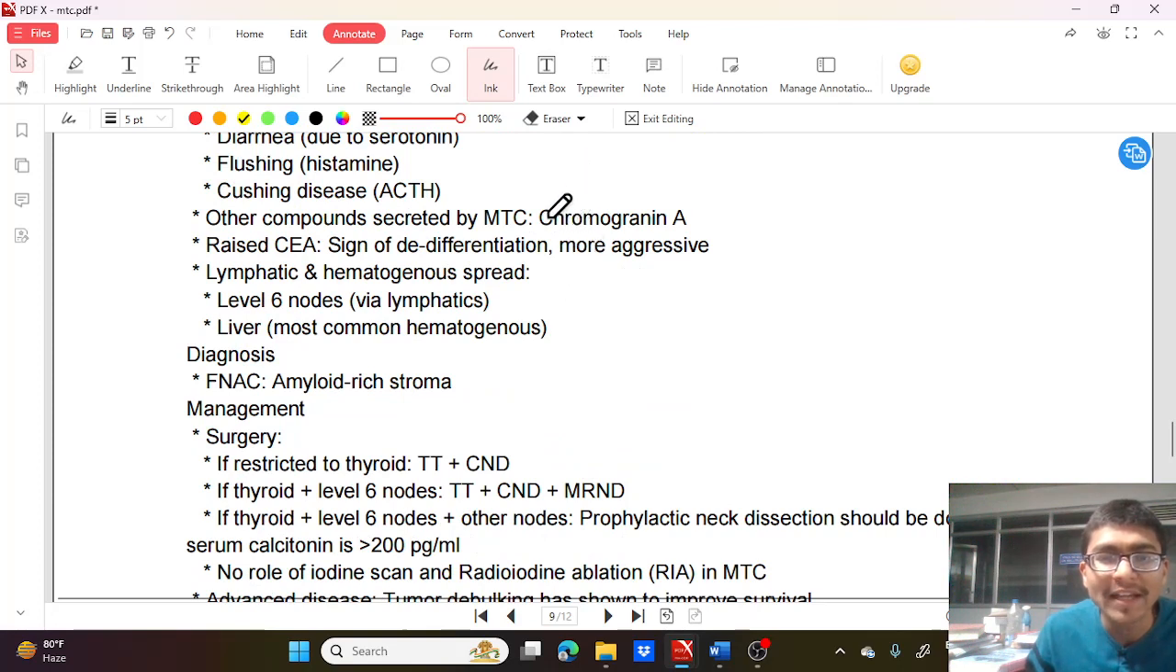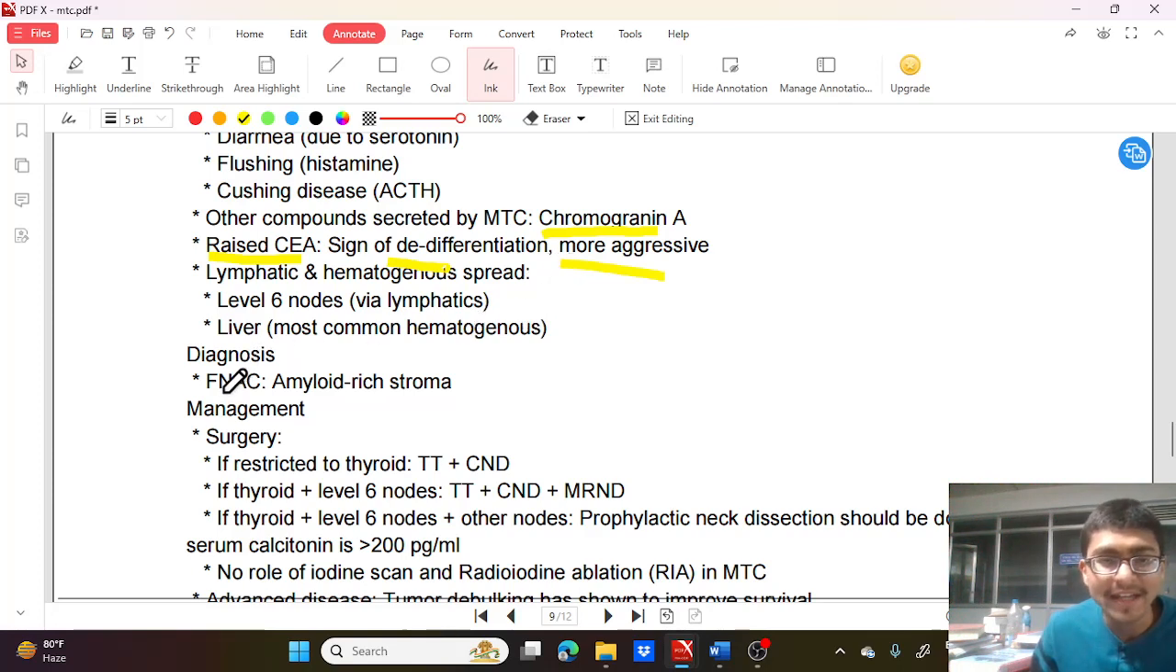So chromogranin A is also secreted by MTC, medullary thyroid cancer. Then coming to raised CEA, which is seen in these medullary thyroid cancers, which is a sign of dedifferentiation and a feature of aggressiveness. So these will be more aggressive if it is raised. Then the spread, which will be generally lymphatic or hematogenous, can be to the level 6 central lymph node or liver, which is the most common site in medullary thyroid cancer.